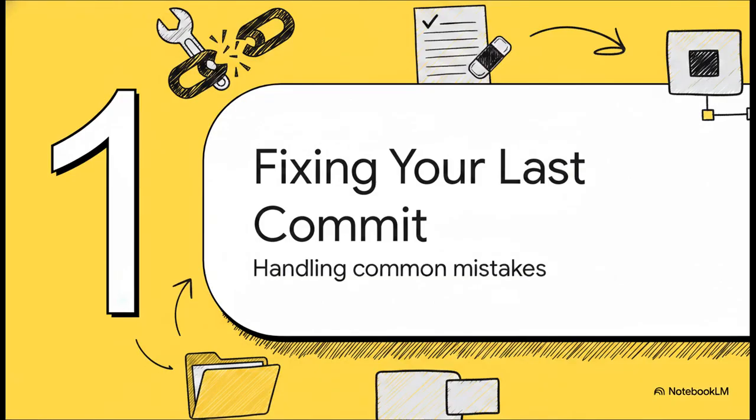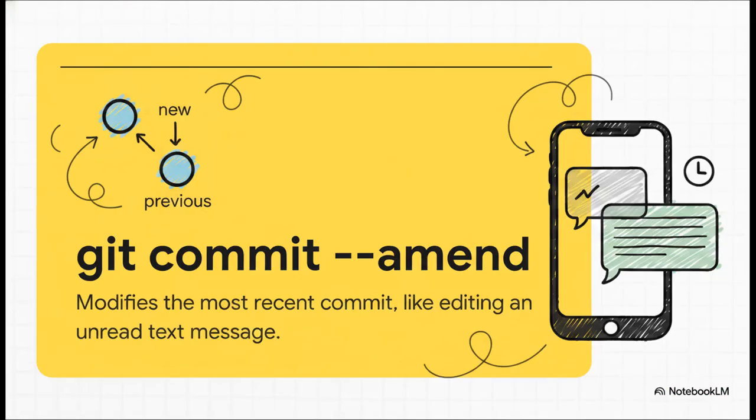All right, Section 1, fixing your last commit. Let's start with the most common everyday mistake. You realize you made a typo or forgot a crucial file literally right after hitting enter. The git commit --amend command fixes this. Think of amending as just replacing your old commit with a brand new one. It functions exactly like editing an unread text message right after you send it. If the other person hasn't seen it yet, you can fix your typo and they are none the wiser.